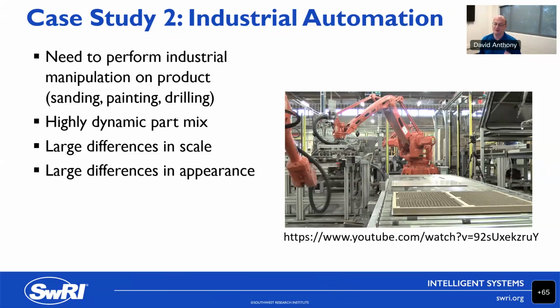We're also dealing with a lot of things like sanding and rework on parts. So there may be a problem with a part, and we're going to just throw that on this conveyor belt, and some robot arm is going to figure out what it needs to do to fix it. And this particular client had something like that. They had a highly dynamic part mix that had huge differences in scale of the pieces they were manipulating, and huge differences in appearance.